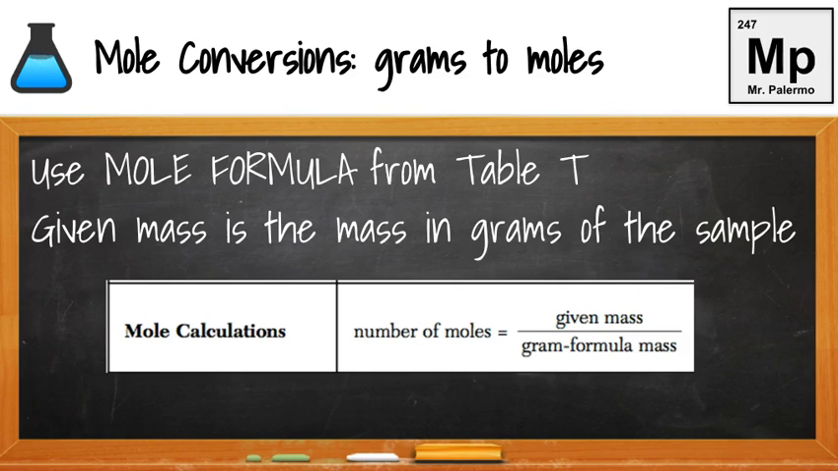So in doing our mole conversions, if we want to convert from grams to number of moles, we're going to use the mole formula, which is located on Table T of your reference table. The given mass is the mass in grams of the sample in the question. The gram formula mass is what we calculated in lesson 1. This is the mass of the formula in grams. And obviously the number of moles is what we're trying to calculate.